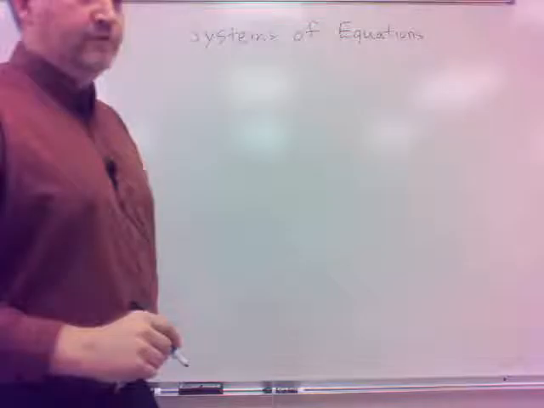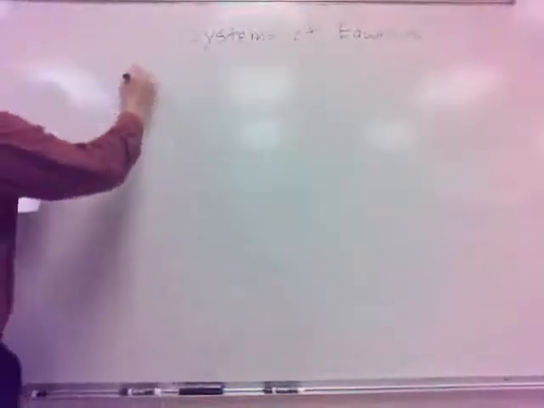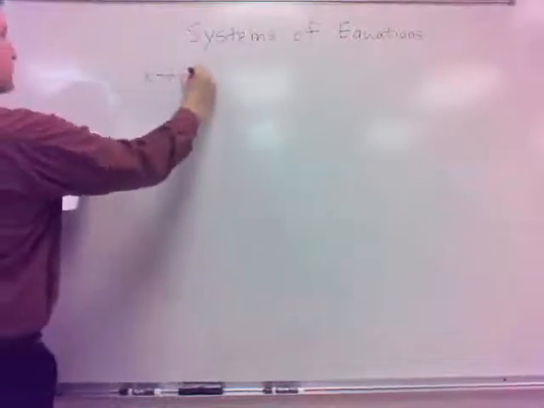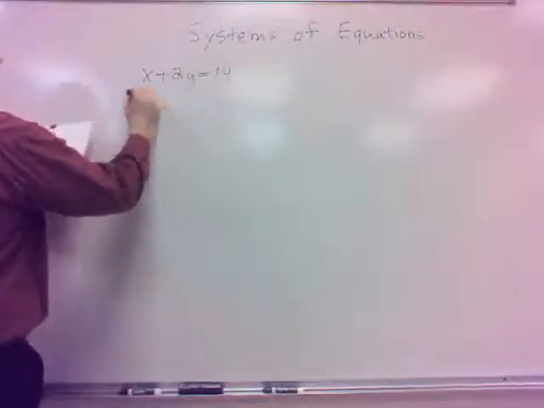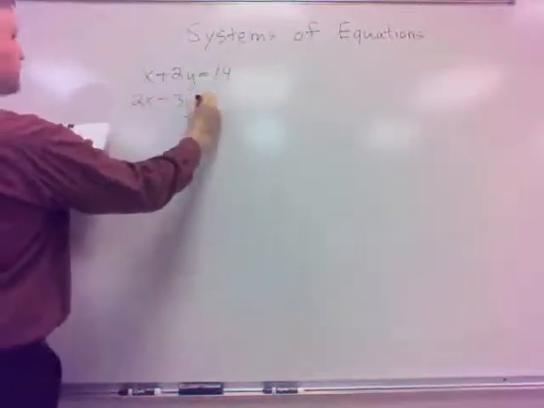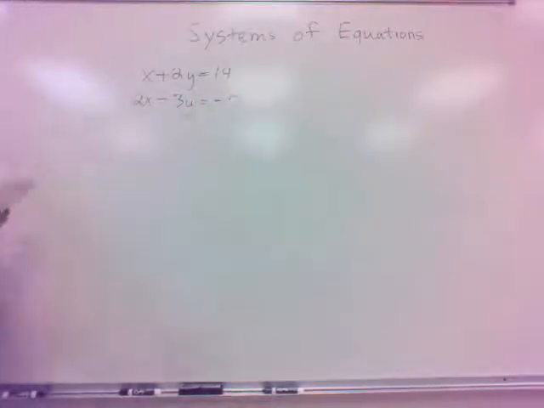For systems of equations, what we mean by that is basically a set of two or more equations. For example, x plus 2y equals 14, and that's going to go with 2x minus 3y equals negative 7. And so that's really all we mean by a system. There are two or more related equations.